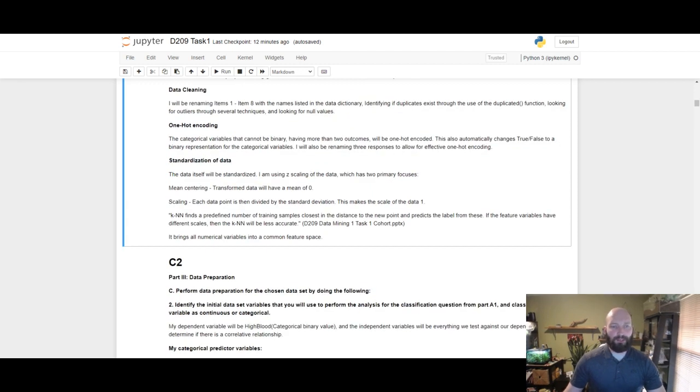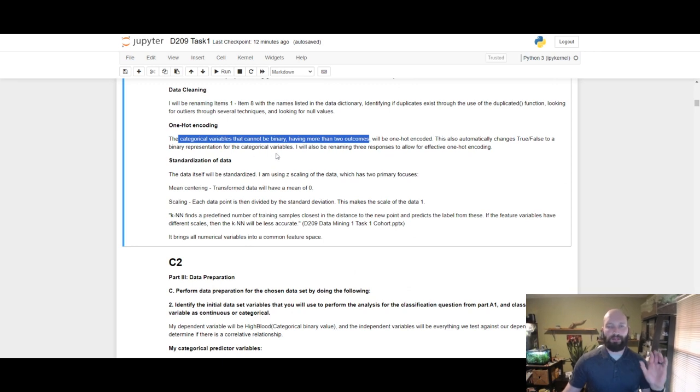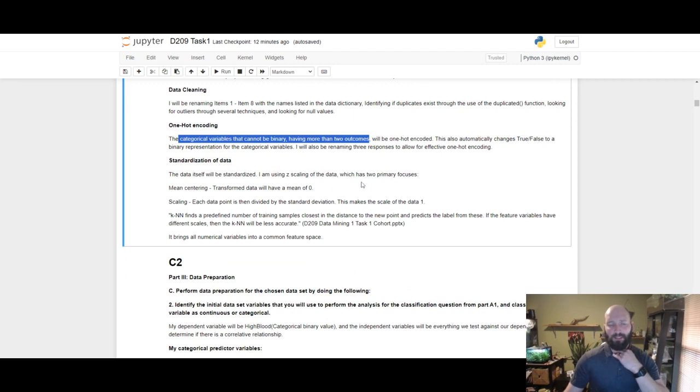And then one hot encoding. We're taking categorical variables that cannot be binary, so they can't have just one or two outcomes, and they'll be one hot encoded. This also changes the true or false to binary representation of the categorical variables. So if they are yes or no or true or false, one hot encoding automatically changes them to a binary function. And we also need to do some renaming, which I'll outline later.